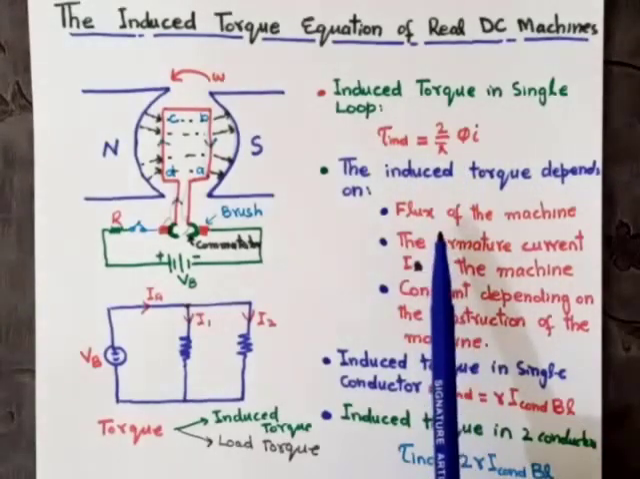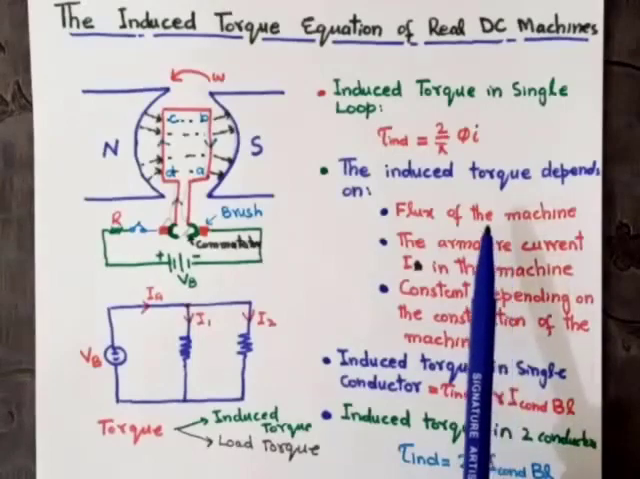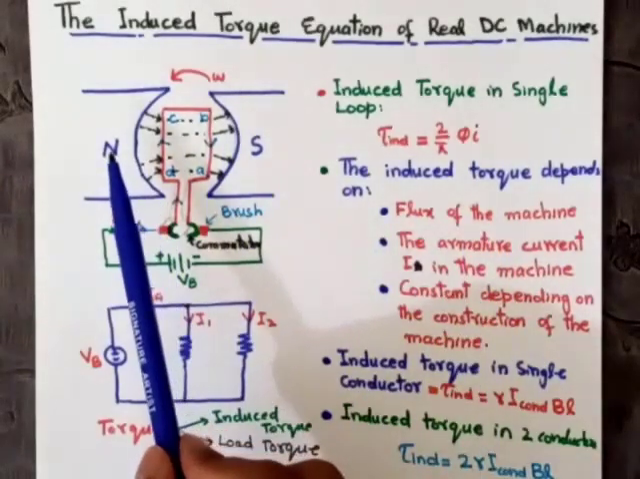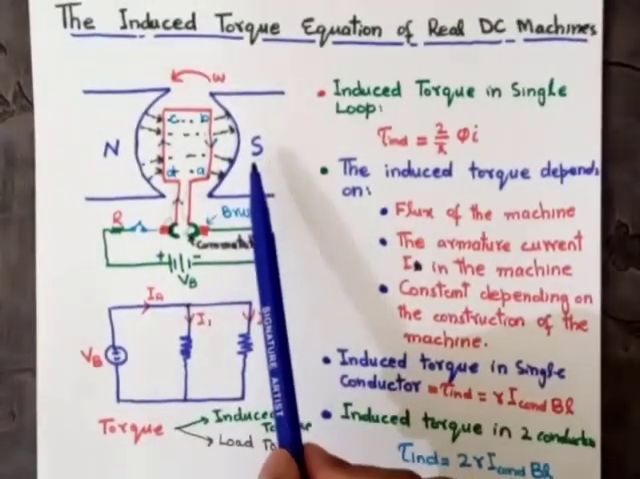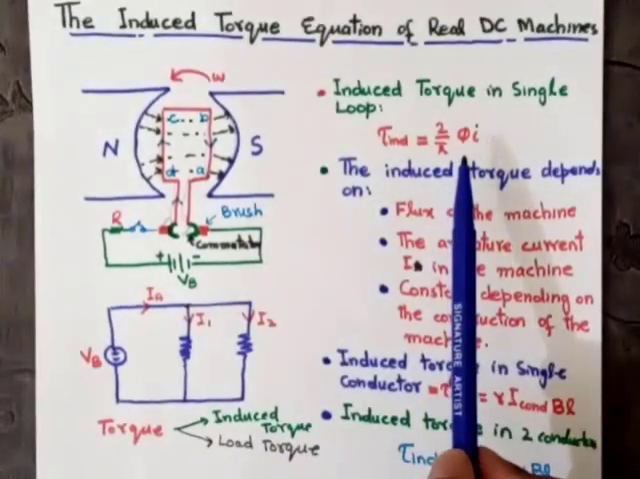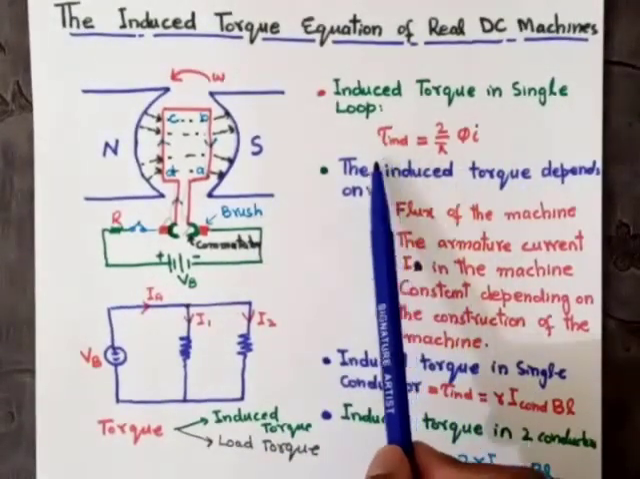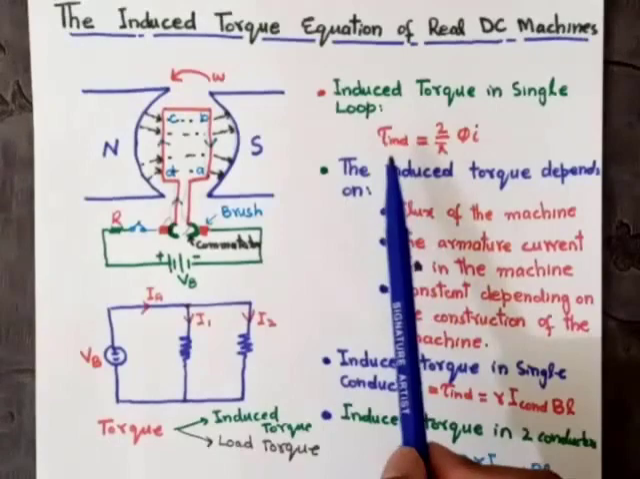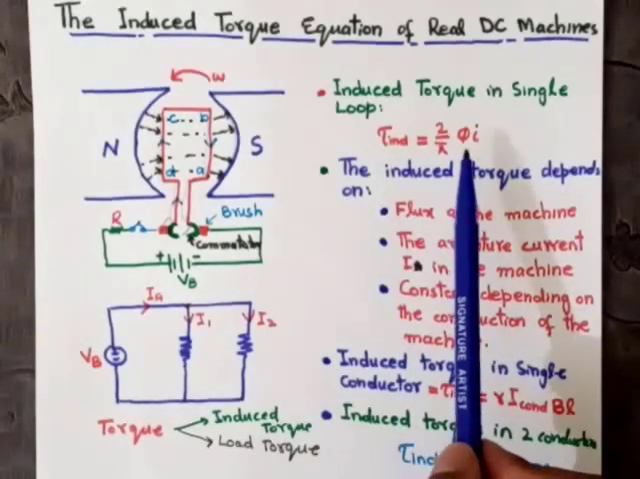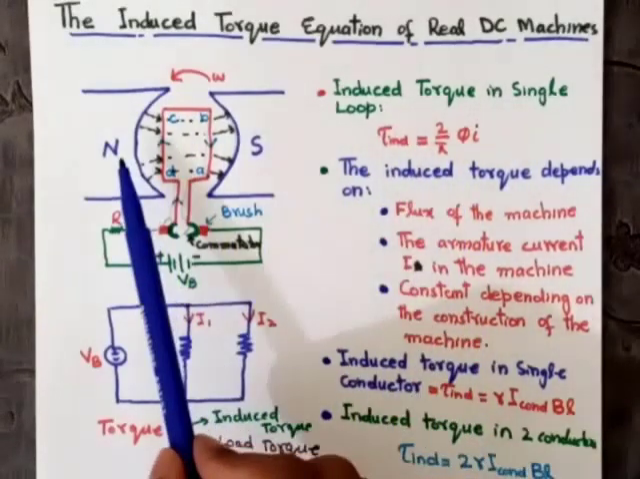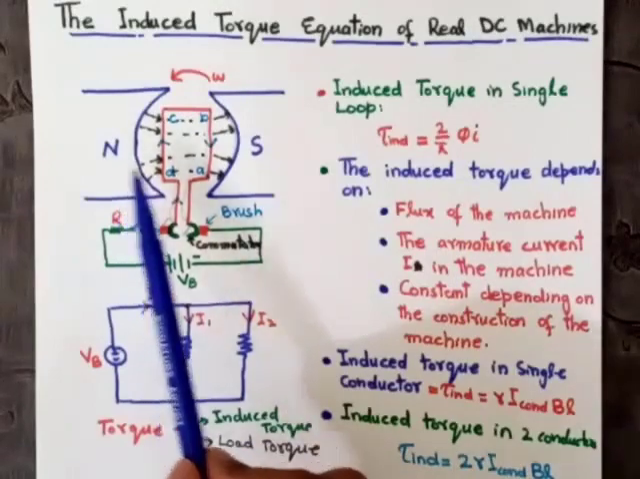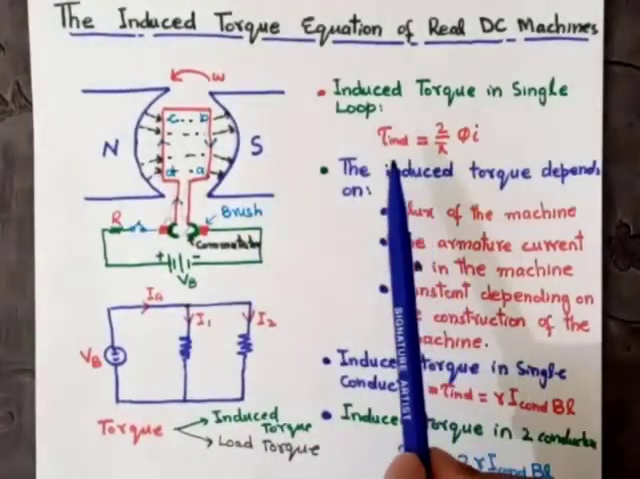The first one is the flux of the machine. Flux is the magnetic field from north to south. As you can see in this equation, the relationship between induced torque and flux is directly proportional. By increasing the flux, that is, by increasing the magnetic field from north to south, we can increase the induced torque.